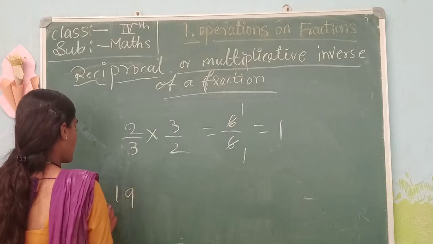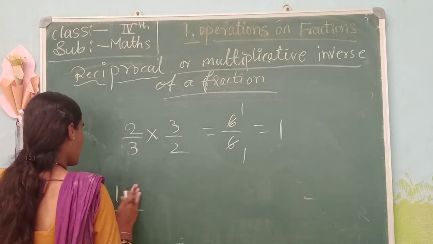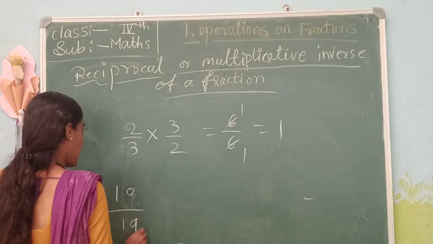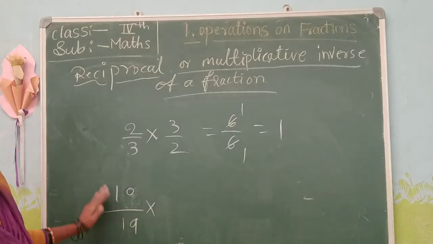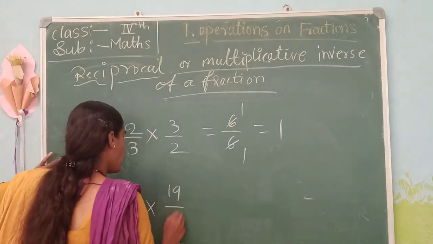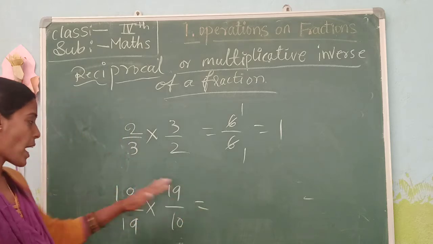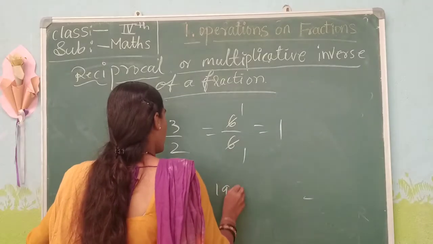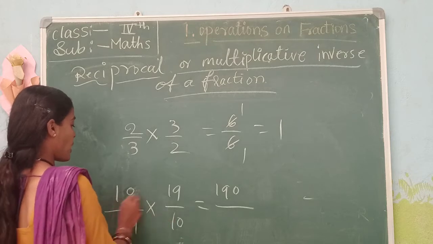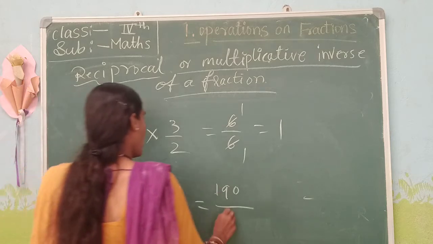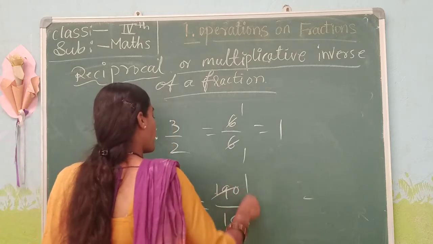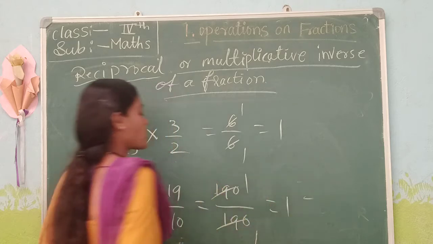Then 10 by 19. The reciprocal form of 10 by 19 is 19 by 10. 10 nineteens are 190, 19 tens are 190. Now 190 by 190 is 1. The answer is 1.